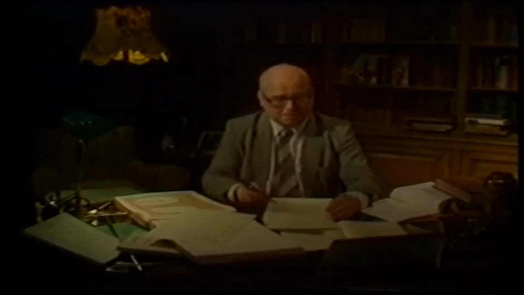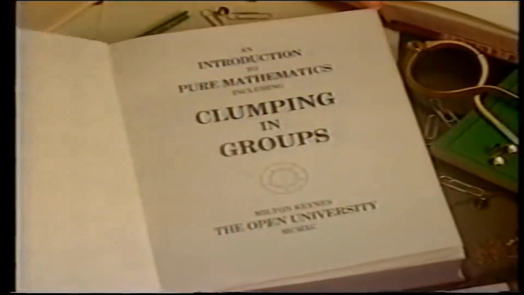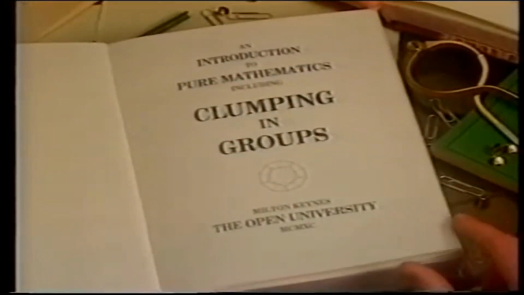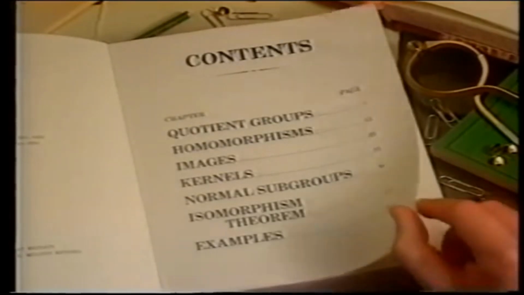In this program, we'll introduce the isomorphism theorem, and then we'll use it to answer these two questions, and to give you meaning for these very abstract expressions. To do this, we'll have to tie together ideas from several of the group theory units. In particular, the ideas of quotient group, homomorphism, image, kernel, and normal subgroup.